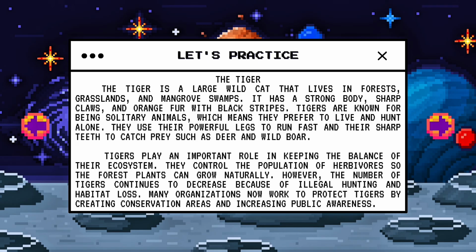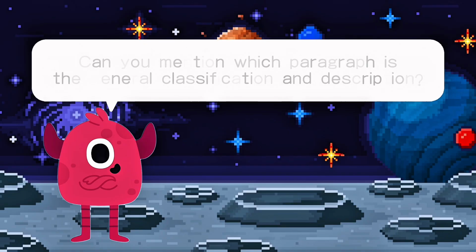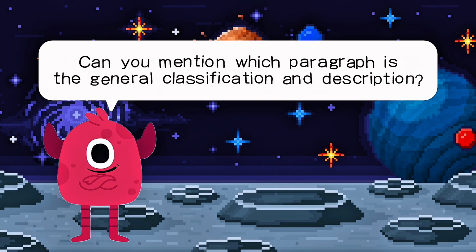They control the population of herbivores, so the forest plants can grow naturally. However, the number of tigers continues to decrease because of illegal hunting and habitat loss. Many organizations now work to protect tigers by creating conservation areas and increasing public awareness. Can you mention which paragraph is the general classification and description?